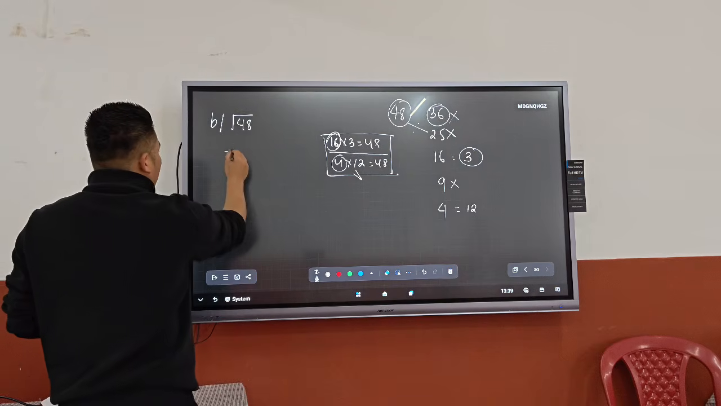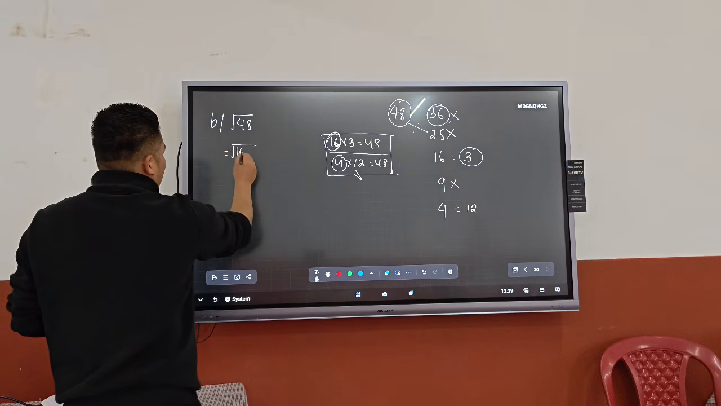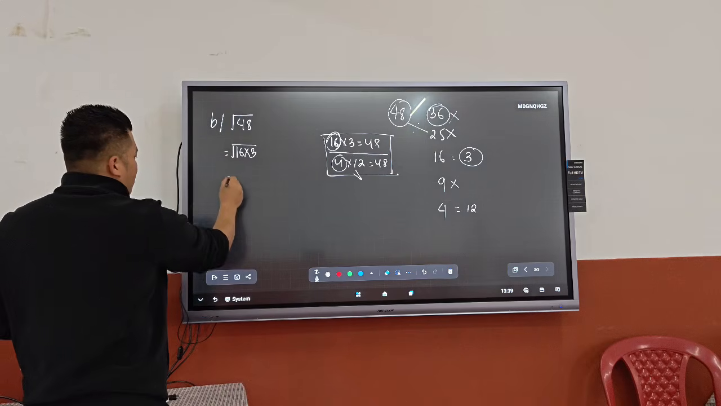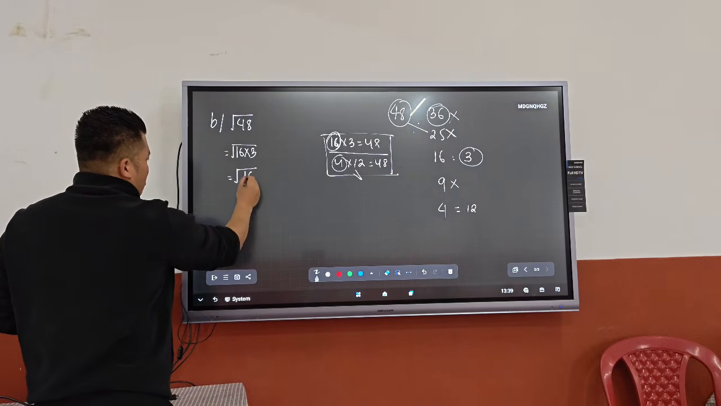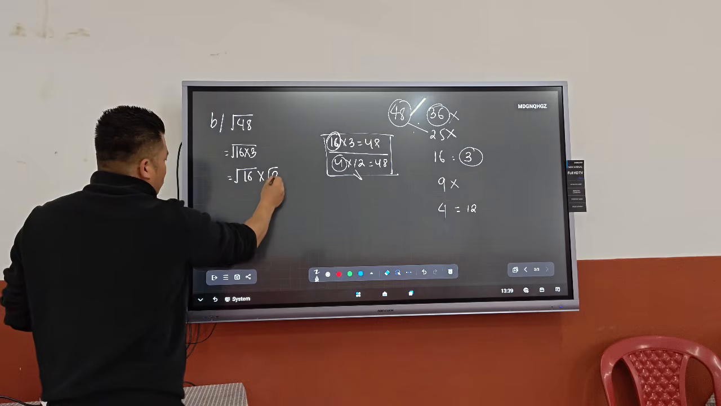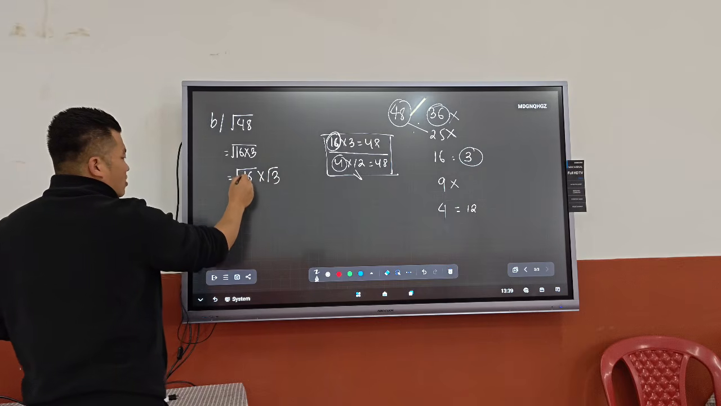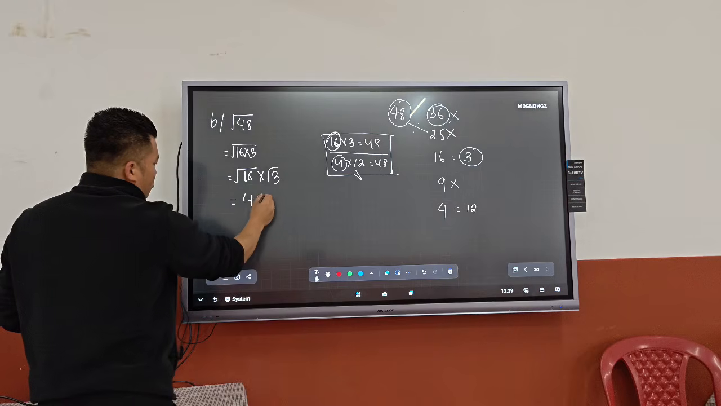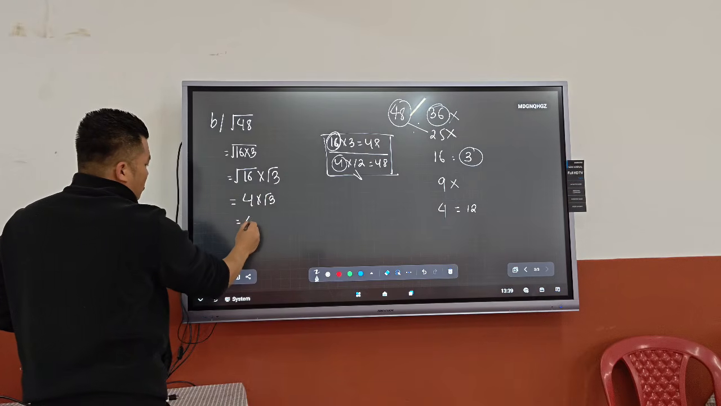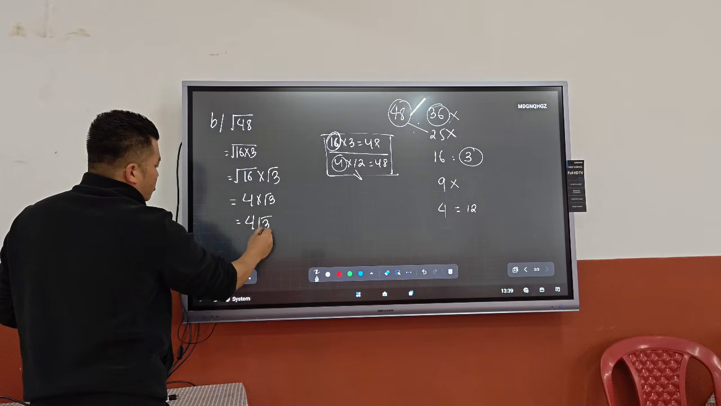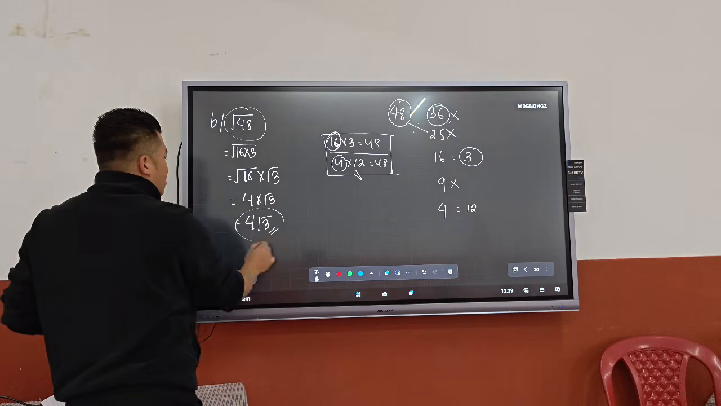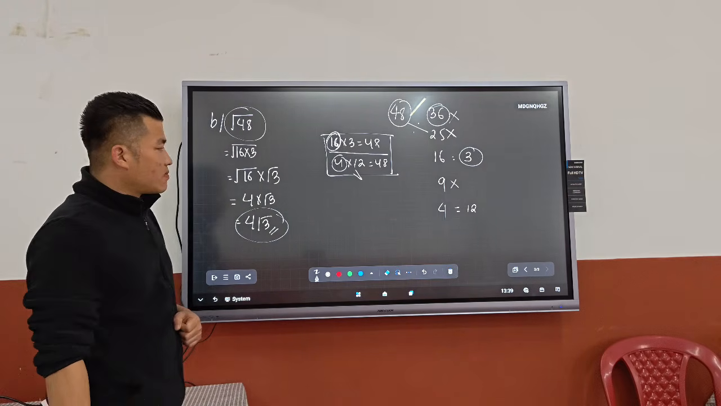So you can rewrite this as square root of 16 times root 3, and further as root 16 times root 3. What is root 16? Root 16 is 4, so 4 times root 3. The mixed radical is 4 root 3. So this is the entire radical, and I changed it into a mixed radical.